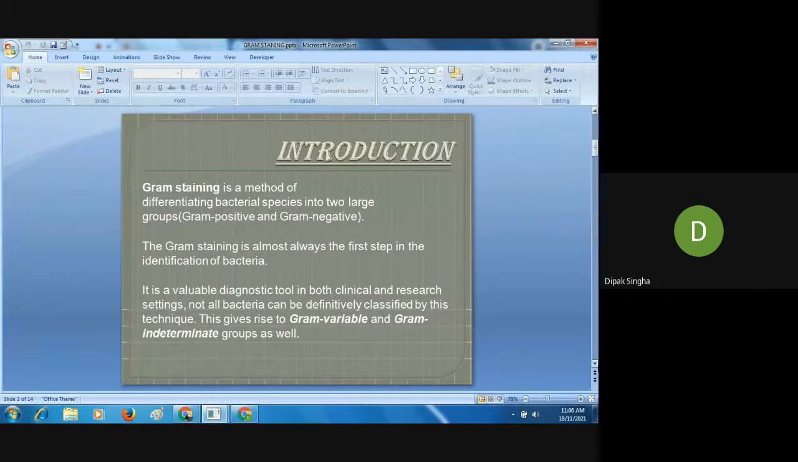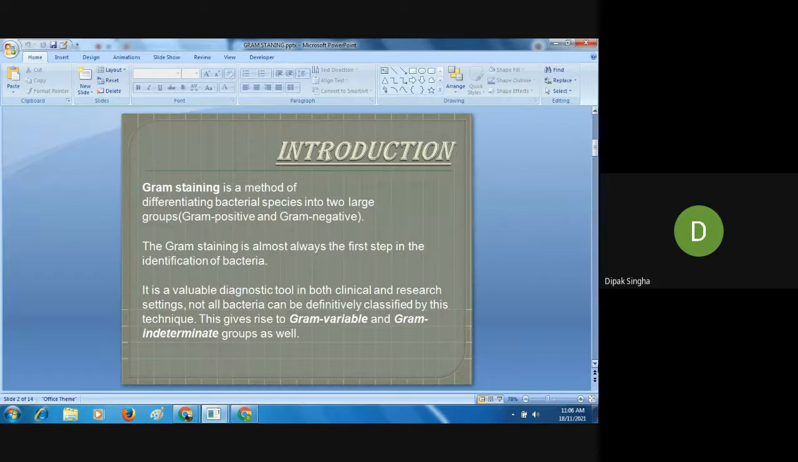Clinically, suppose a microorganism infects you; whether it is gram positive or gram negative, depending on this the doctor can easily choose the antibiotic. So clinically it is very important to know whether it is gram positive or gram negative. And comparatively, gram negative bacteria are much more fatal than gram positive bacteria.